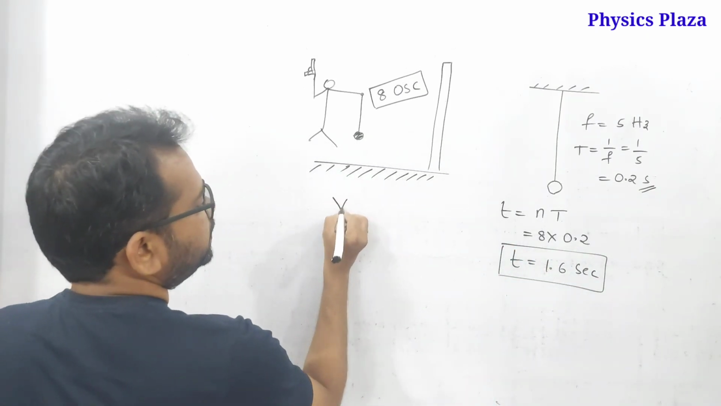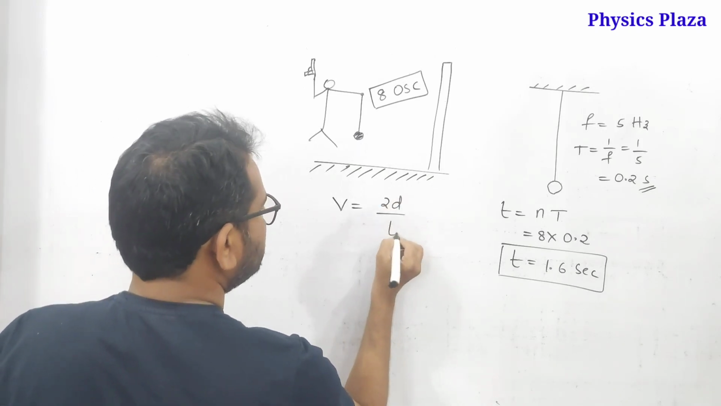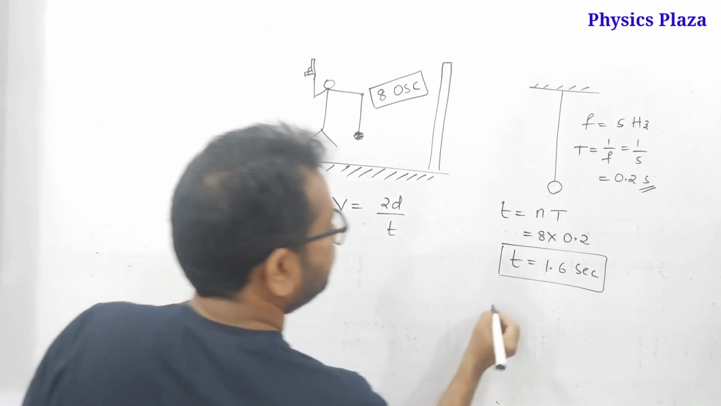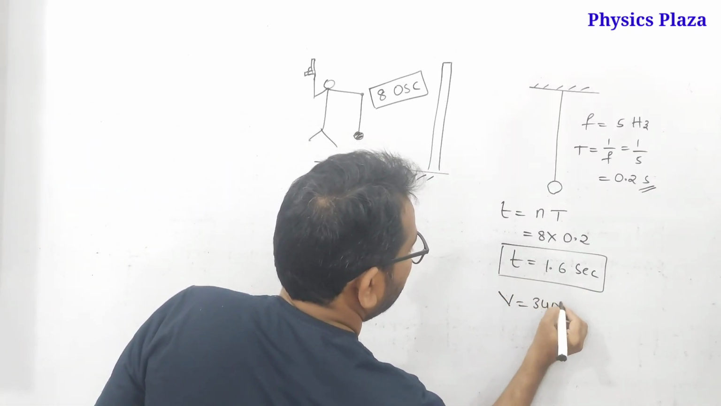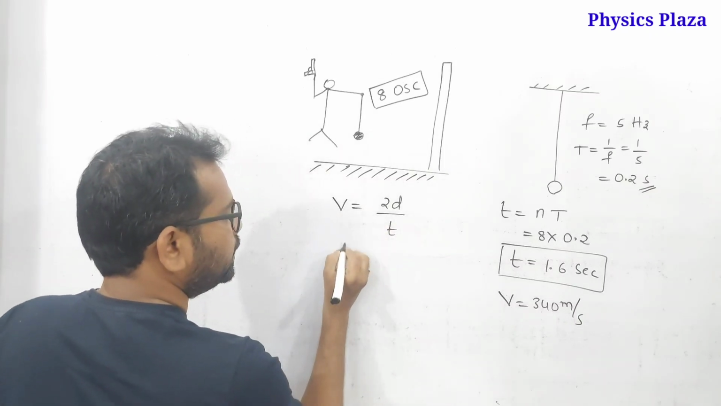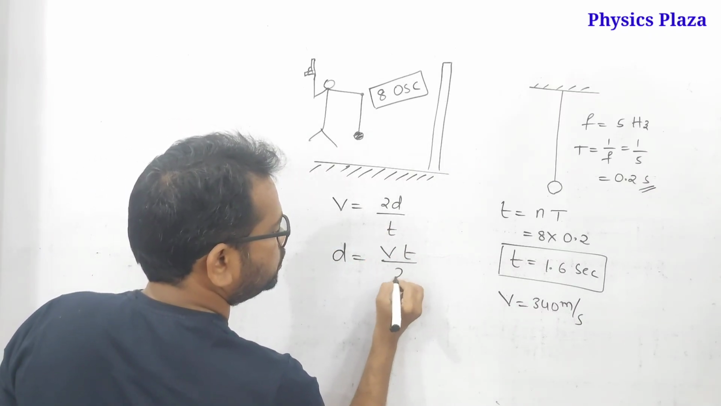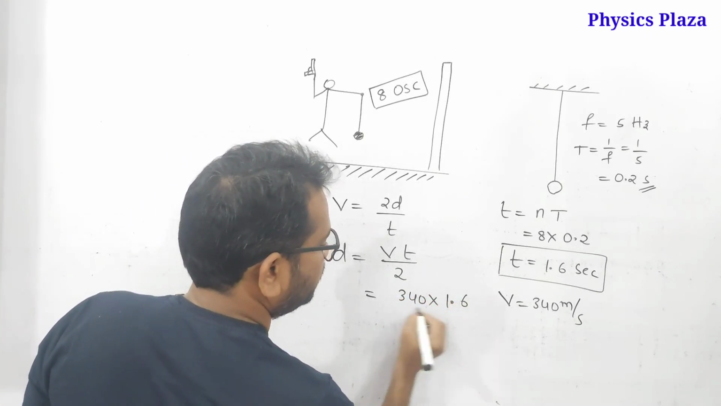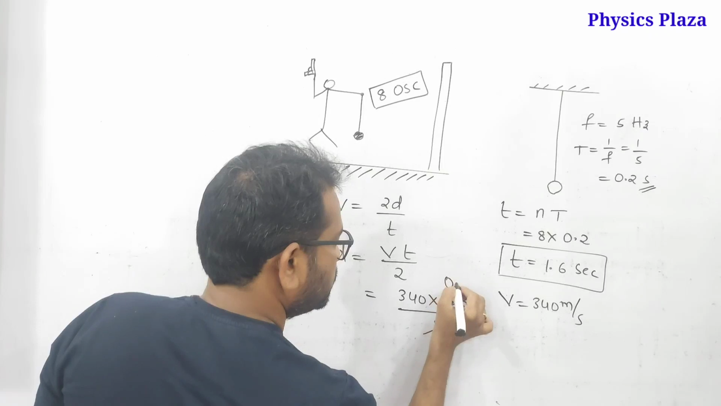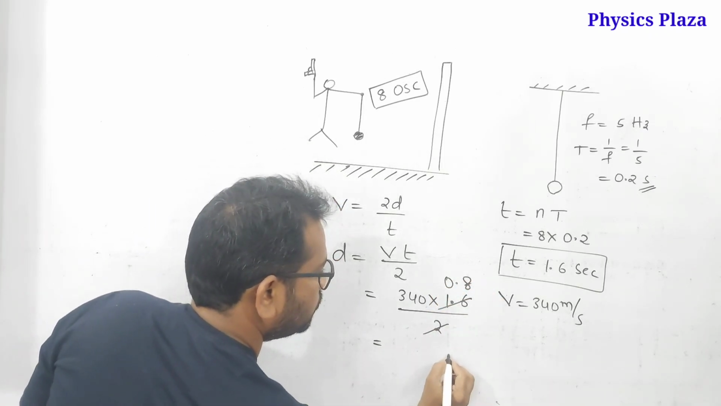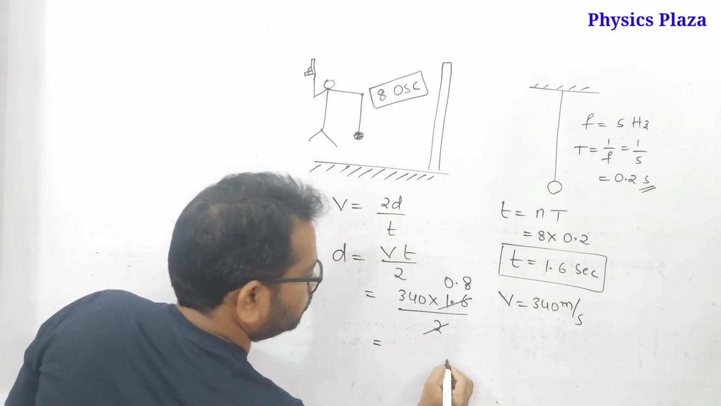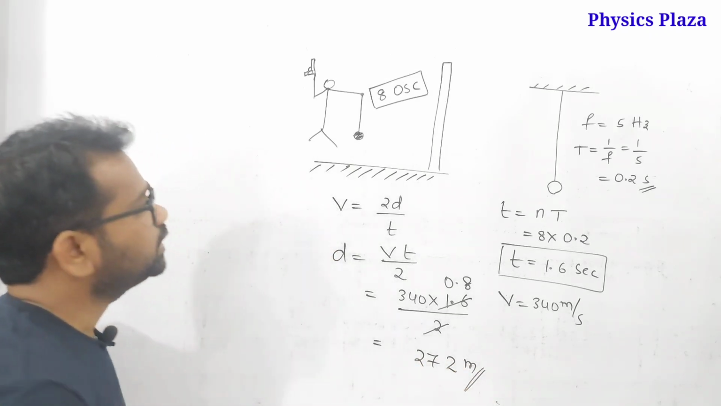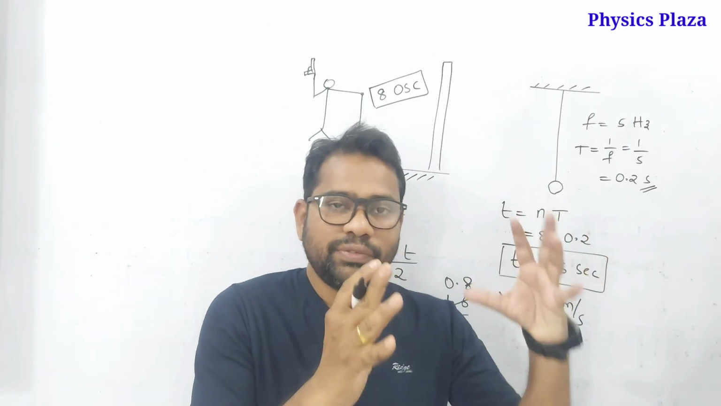Now, V is equal to 2d by t. As per the question, the speed of sound is given as 340 meters per second, and they are asking us to calculate the distance. So d is equal to Vt by 2. V is 340, t is 1.6, divided by 2. 2 ones are 2, 0.8, then 3 fours are 12, and so on, giving 272 meters. That's it. So children, these are the 5 different models we have.